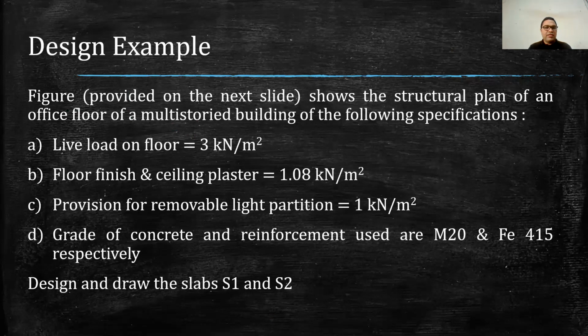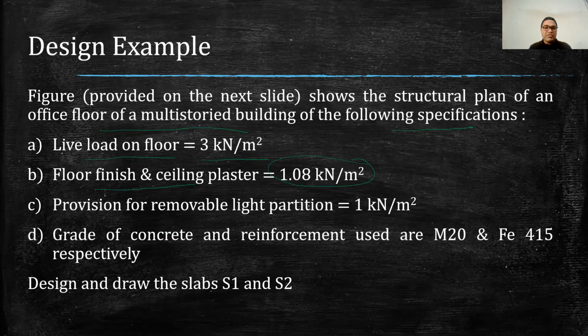In this, we have to see the figure or the plan, which is showing the structural plan of an office floor of a multi-storied building of the following specification. Basically it is a plan of a floor, so there will be a live load equal to 3 kilonewton per meter square. Floor finishing will also be there, including the ceiling plaster. So for that the load is given here.